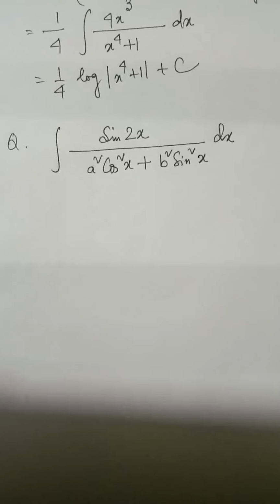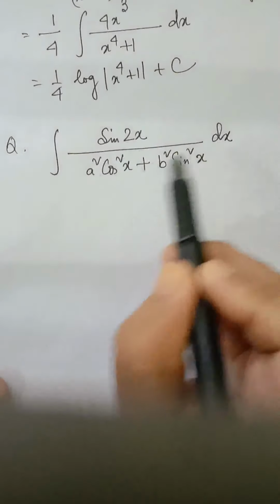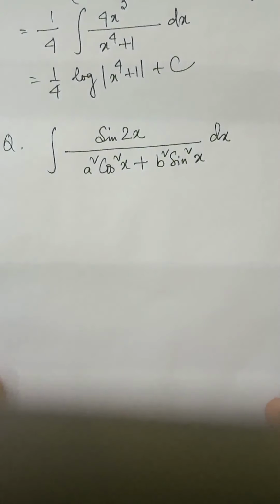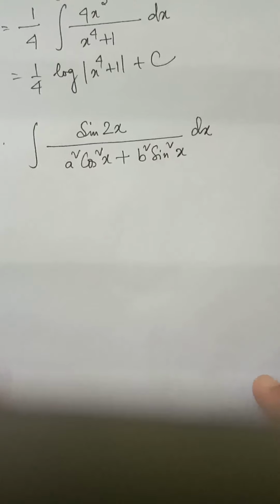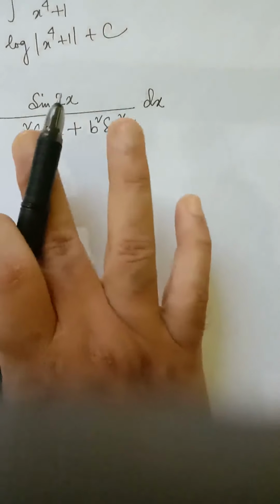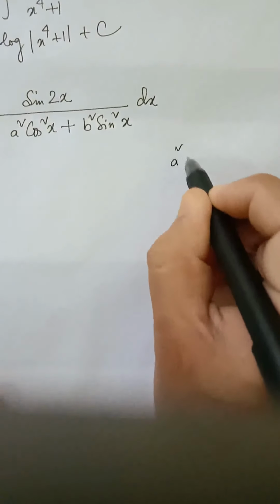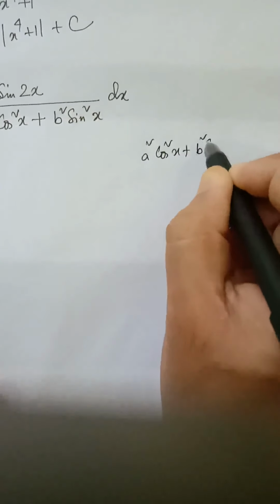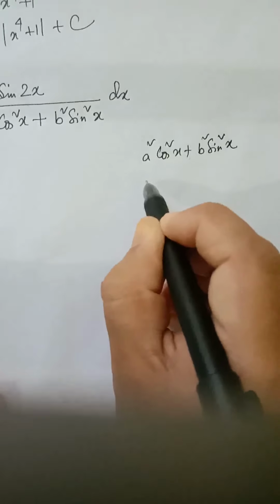Next, to integrate sin 2x divided by a square cos square x plus b square sin square x dx. First of all, let us find the derivative of the denominator. Let us check what is the derivative of the denominator: a square cos square x plus b square sin square x. Let us find the derivative, starting with a square cos square x.